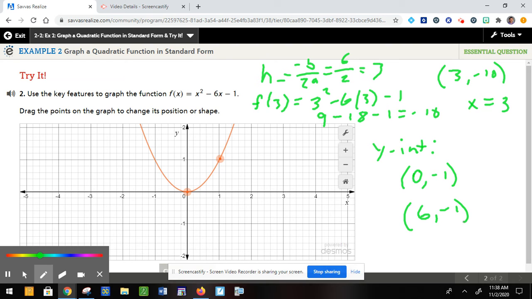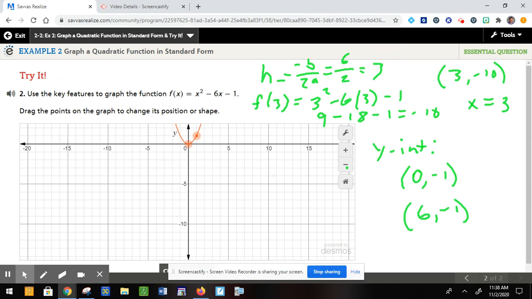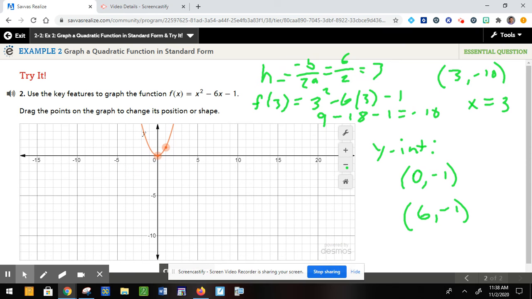First thing I noticed is that the graph does not include 3, -10, so I'm going to need to zoom out to be able to see that. And I can also scroll down. All right, so when I go to plot 3, -10, 3, -10 is down here. So what I'm going to do is I'm just going to drag the vertex down to 3, -10. All right, and then the y-intercept's at 0, -1. That actually doesn't look too bad, but let's actually move the point. Well, actually, it doesn't appear to let me go on that side.